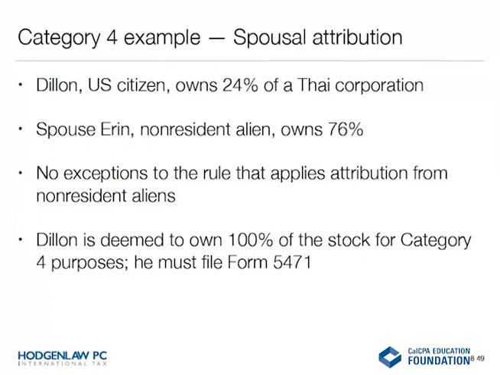Okay, Category 4. This is another pretty common one that we see all the time. So in this one, we have Dylan. He's a U.S. citizen. He owns 24% of a Thai corporation. His spouse, a non-resident alien, owns 76%. Now for Category 4, there's no exceptions to the rule that applies attribution from non-residents. So Dylan here is deemed to own 100% of the stock for Category 4 purposes, and he has to file Form 5471.